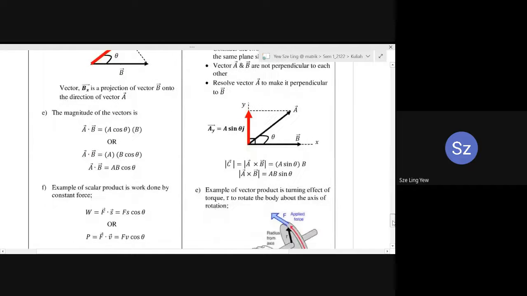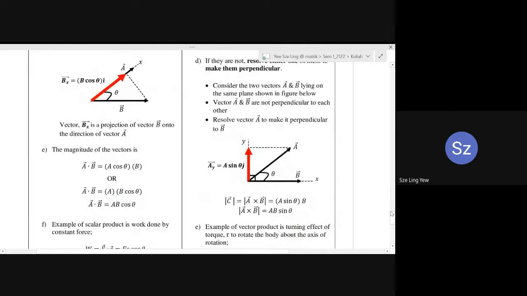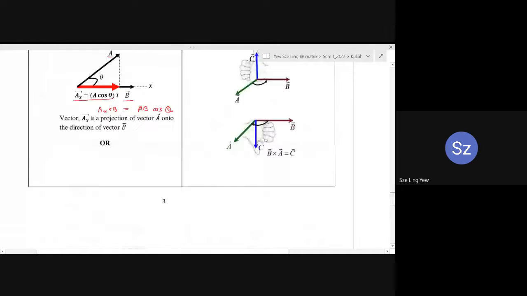So let's see whether they mention it here. No. So now if you have two vectors that are parallel to each other, so if this is your vector A and this is your vector B, it means theta equals 0 degrees. When you have cos 0 degrees, it equals 1. So in this case, it will give you the maximum value of a scalar product, of a dot product.